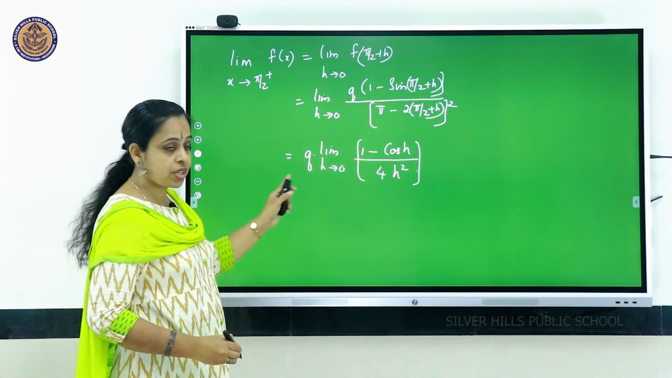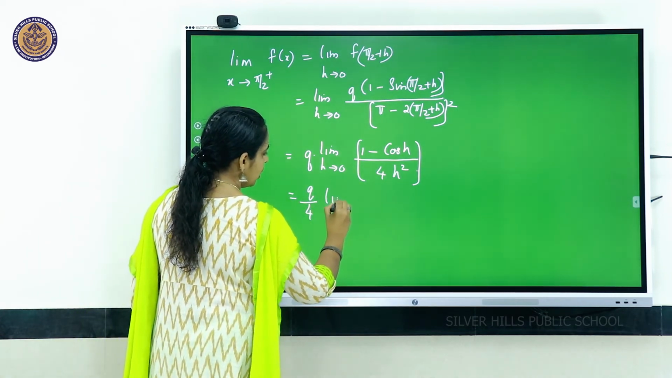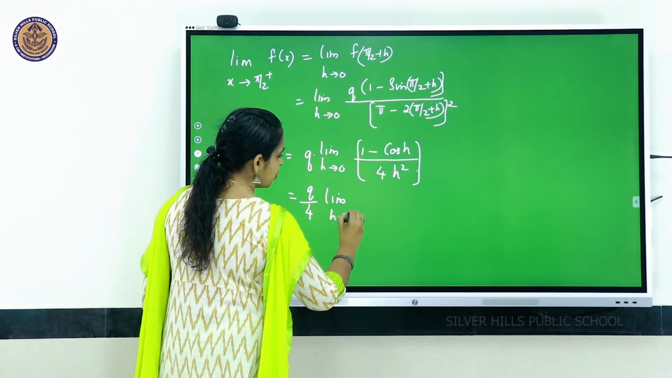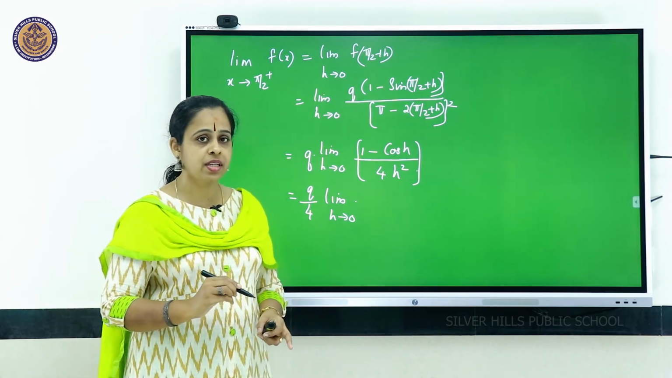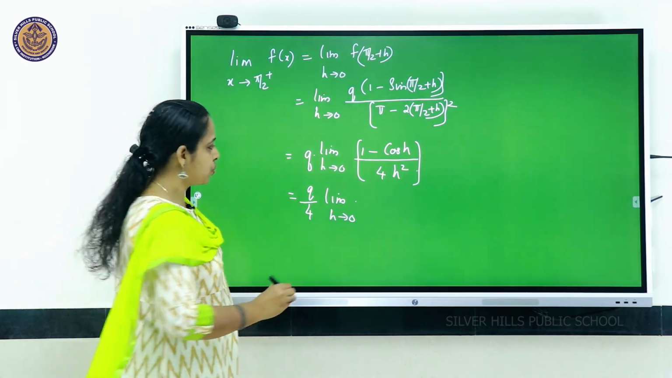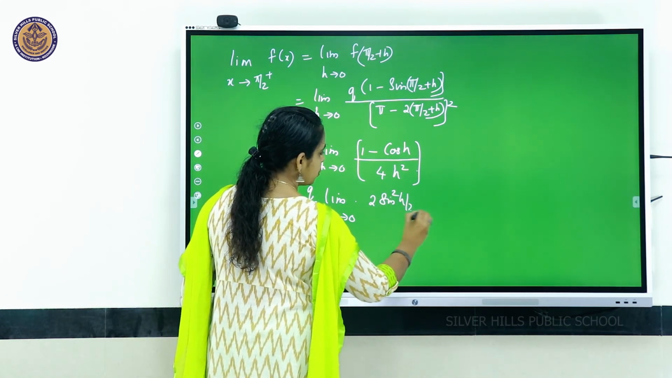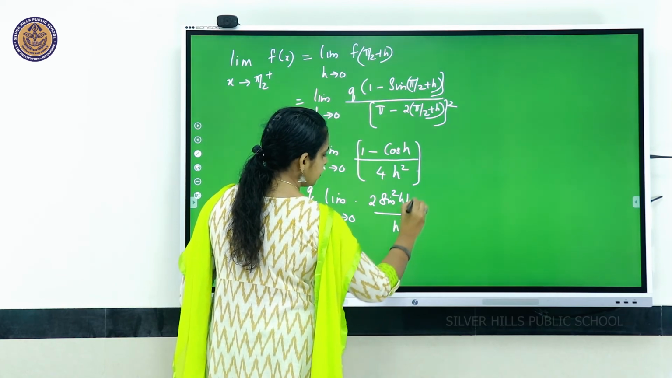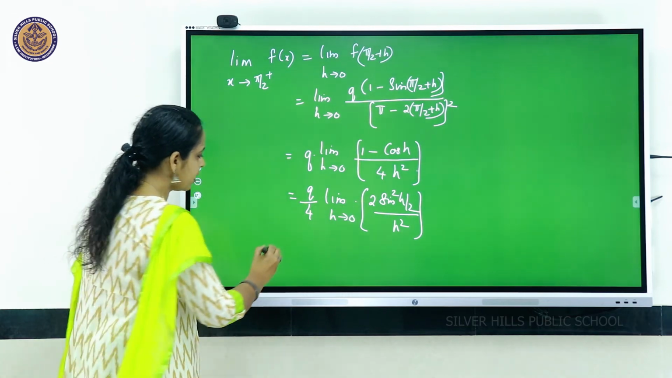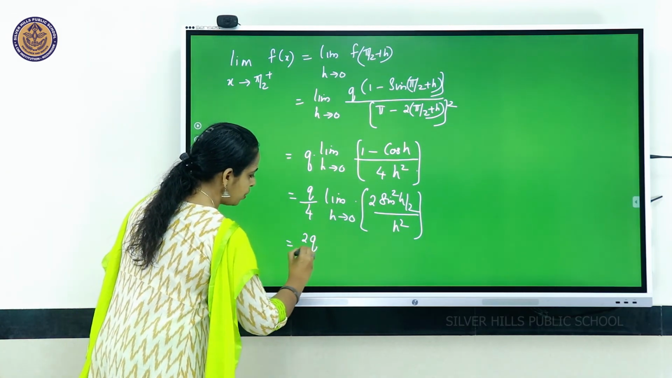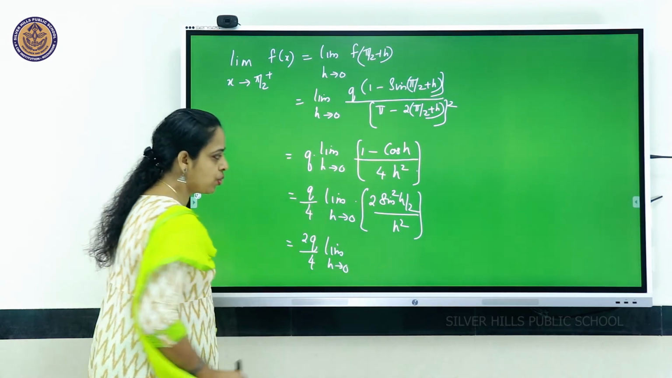Let us take the constant outside. Q by 4, limit h tending to 0. As before, what is 1 minus cos h, or what is 1 minus cos theta? 2 sin square theta by 2. 2 sin square (h by 2) by h square. Correct? This 2 also let us take outside. 2q by 4, limit h tending to 0.